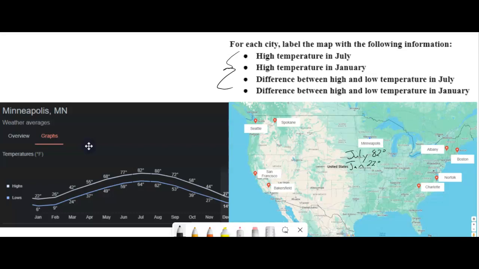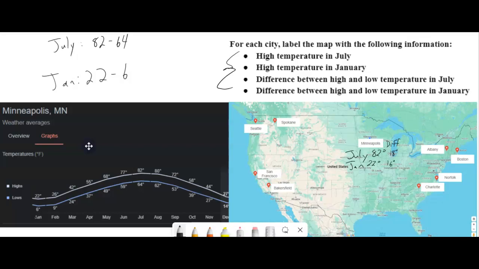Okay, so in July we're looking at the high and the low. So for Minneapolis, the difference is 82 minus 64. And so that would be 18 degrees. I'm just going to label at the top, difference. And then for January, over here, 22 minus 6. And so that's going to be 16. Yep. Alright, and there I have Minneapolis.